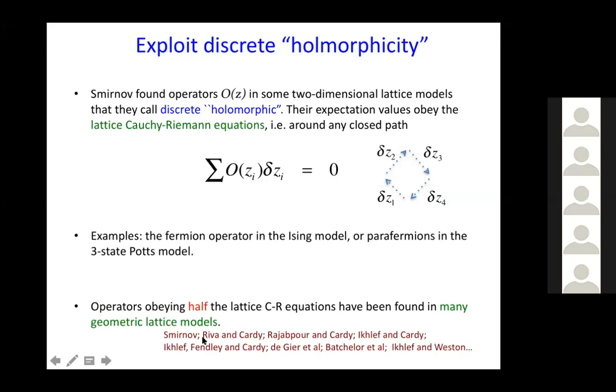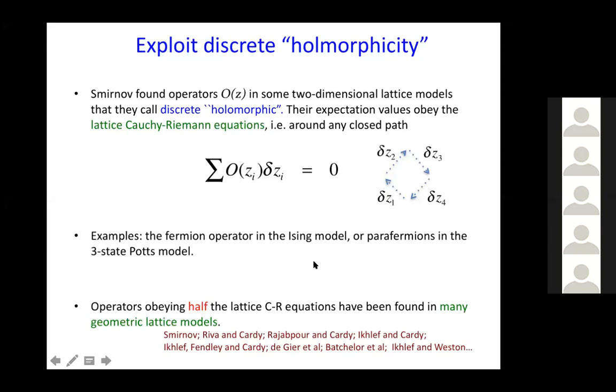So Smirnov thought this was great. He did this for Ising and then instantly came up with other models that satisfied this relation. And then Cardy and collaborators came up with lots of nice ways to find others. But the key thing is it's only half the lattice Cauchy-Riemann equations that this satisfies.